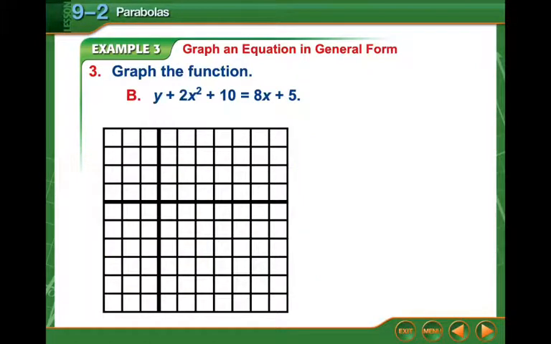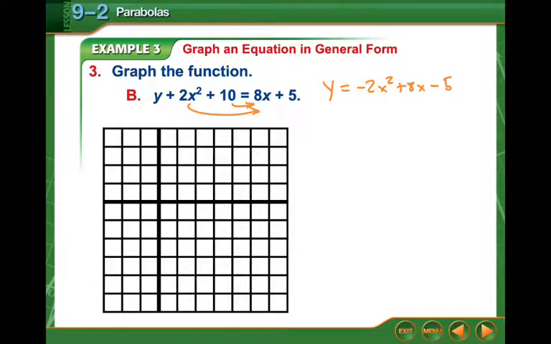So this next one, you can see x is being squared, so this one's going to be opening up or down. So this kind of depends on what we get for our a value. So we need to shift things over. Everything but the y needs to go over to the other side. So that's going to be y equal to -2x squared plus 8x. And we subtracted a 10 over, so that's going to be a -5.